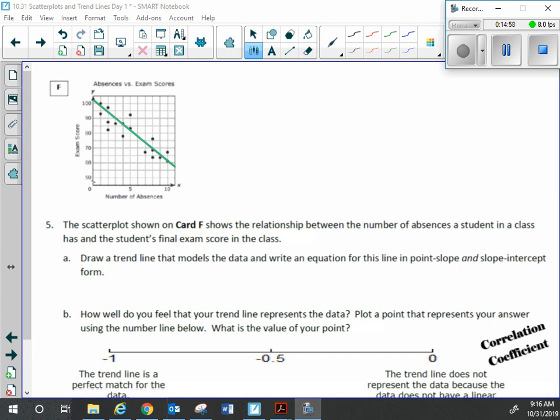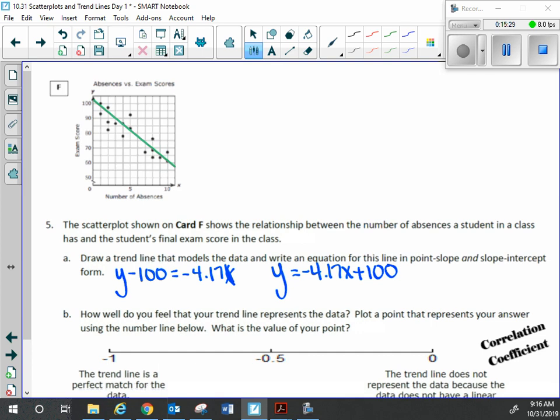Somebody want to share their slope-intercept form equation? Y minus 100 equals negative 4.17. Then what? X? Just X? Oh, because you used the y. Okay, so then it would be y equals negative 4.17x plus 100.